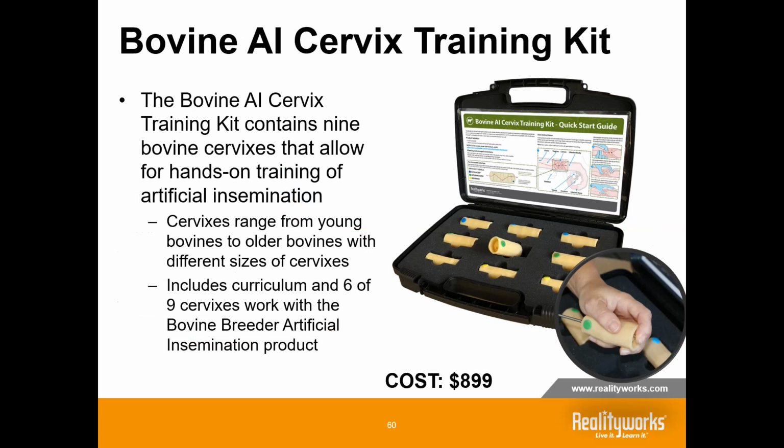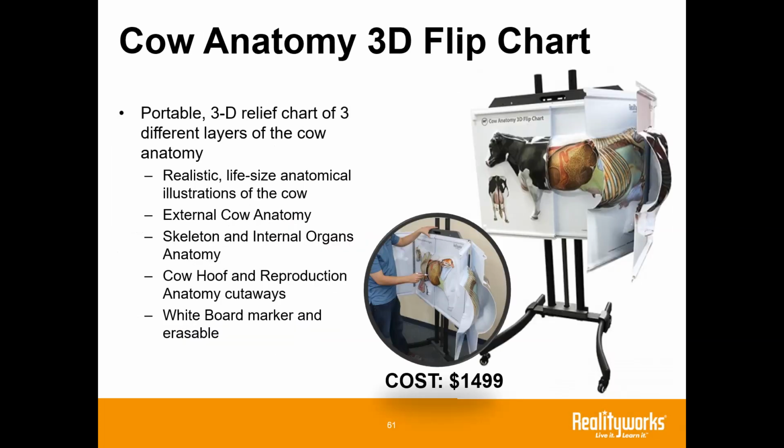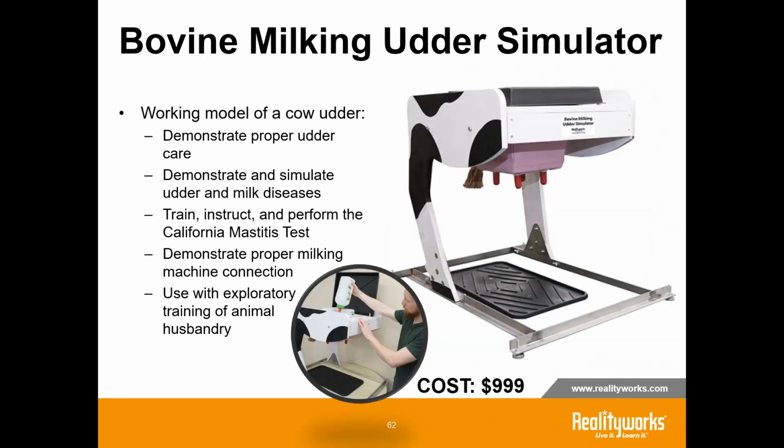So we have our bovine AI cervix training kit, allowing students to see different types of cervixes and see how that works and how that fits. We have a cow anatomy 3D flip chart. This allows you to actually write on it like a whiteboard, so you can use a dry erase marker on it. You can have your students interact with it, and it flips open, giving you the different layers of the animal. Our bovine milking udder simulator allows students to understand what the California mastitis test is, training and simulating on things like teat dips and things of that nature.